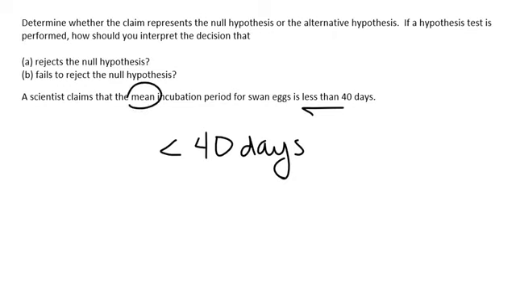And since we're talking about the mean, we're going to use mu. Now notice here that this sign does not include equality. It does not include the equal part. Therefore, we know that this would be the alternative hypothesis. So the claim is represented by the alternative hypothesis.